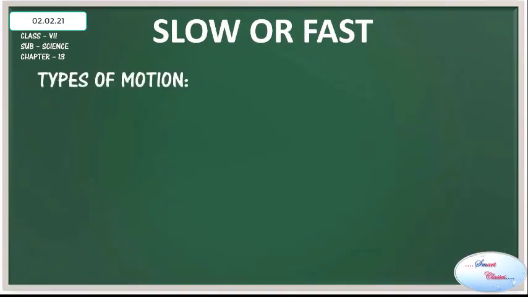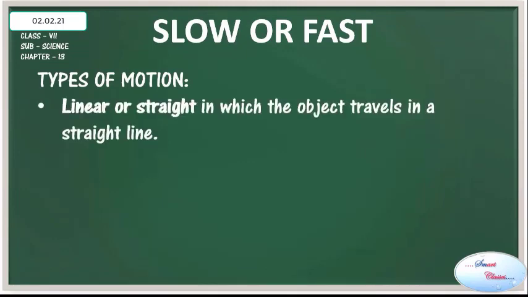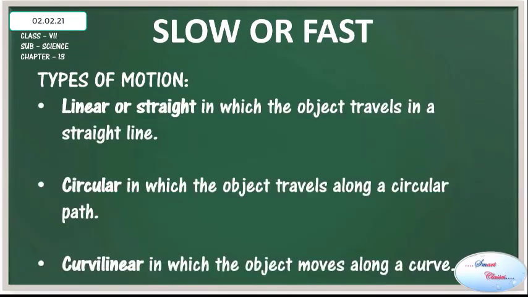A moving object shows three kinds of motion: linear or straight, circular, and curvilinear. Linear motion is one in which the object travels in a straight line, circular is one in which the object travels along a circular path, and curvilinear is one in which the object moves along a curve.